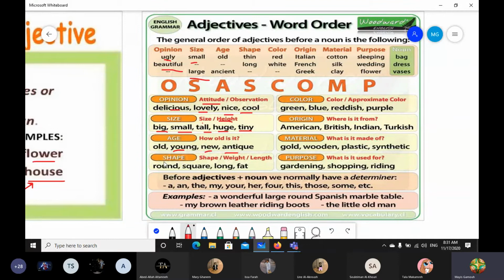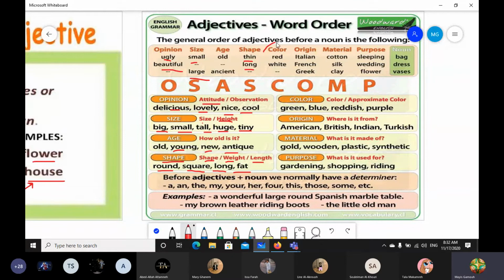After that, we'll go to the shape. The shape, and I am talking about the appearance of the thing. So we might talk regarding its weight or length. So I could say, is it a round thing? Is it square? Is it long? Is it fat? Is it skinny? Is it thin and long?